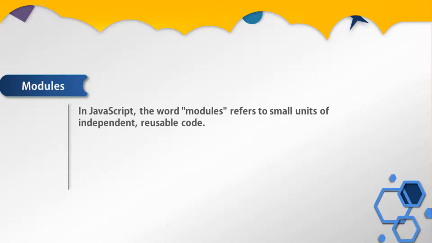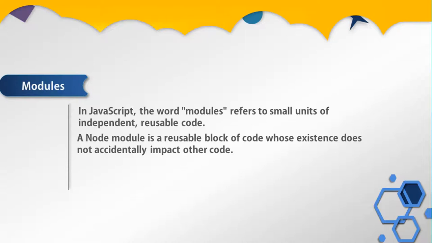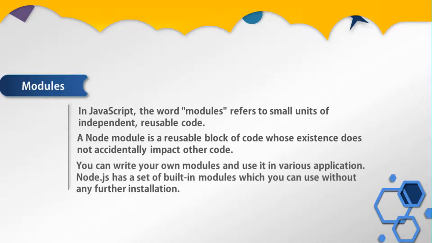In JavaScript, the word module refers to a small unit of independent reusable code. Consider modules to be the same as JavaScript libraries, a set of functions you want to include in your application. A node module is a reusable block of code whose existence does not accidentally impact other code. You can write your own modules and use them in various applications. Node.js has a set of built-in modules which you can use without any further installation.